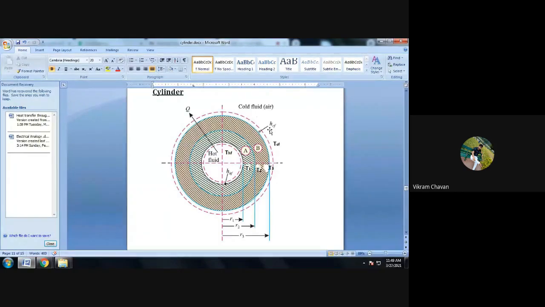And the heat transfer coefficient between the external surface of B cylinder and the external environment is H suffix Cf. The convective heat transfer coefficient between the external surface of the cylinder and the air is H suffix Cf.